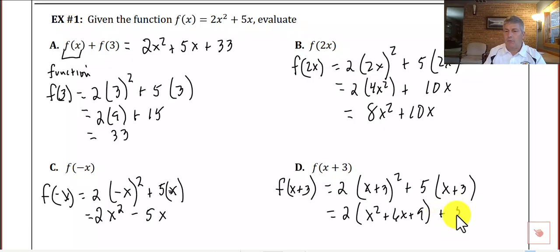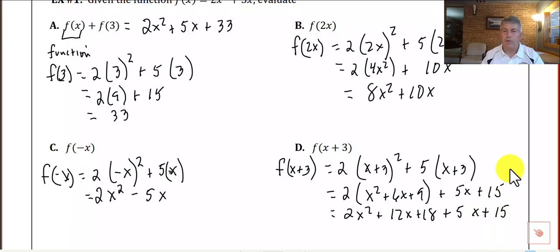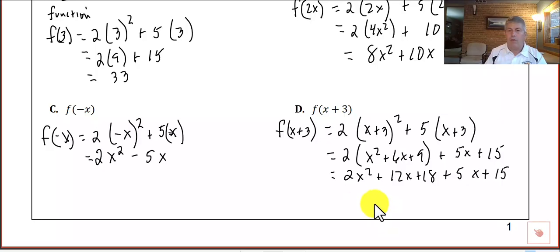plus, and this will make that 5x plus 15 right away. We'll distribute that 5. We'll go ahead and distribute our 2 now. We get 2x squared plus 12x plus 18 plus 5x plus 15. We'll combine all of our like terms, and our final answer is equal to 2x squared plus 17x plus 33.